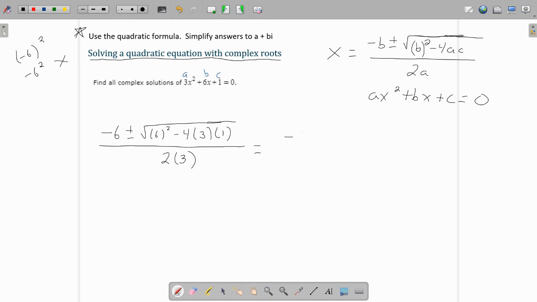All right, so we get negative 6 here, plus or minus the square root. We get 36 for AC. We get 36 minus 12, which is 24, all over 6. All right, so usually with complex roots, usually we have a negative here.